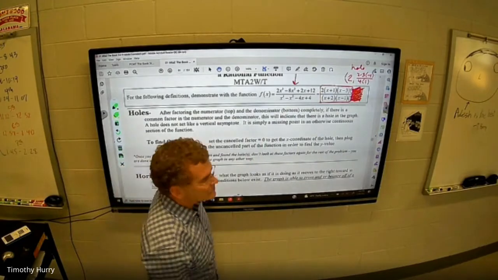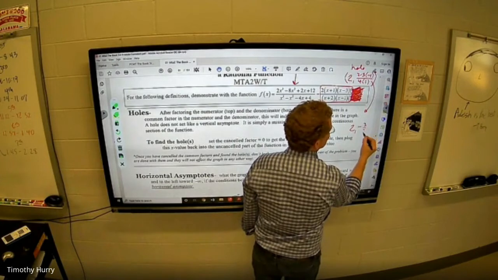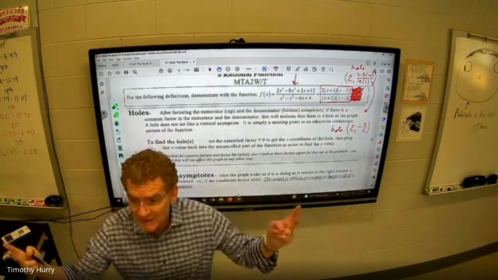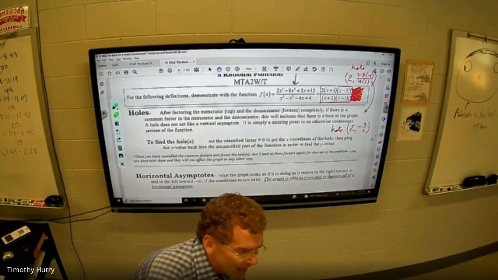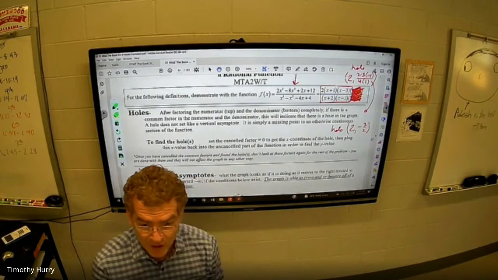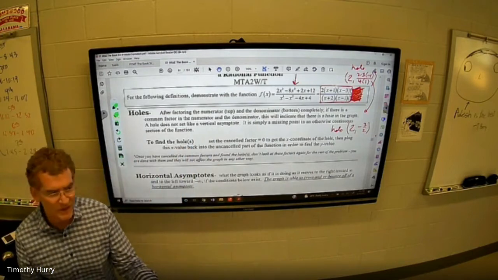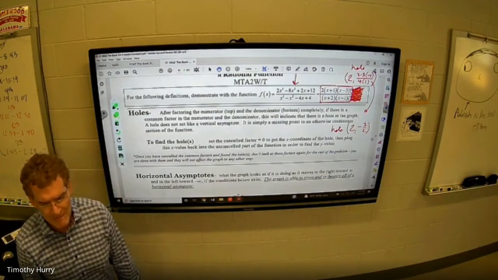Negative 3 halves. So my hole ends up being 2 comma negative 3 halves. Now, why is a hole helpful? Well, it is kind of a point. I can go to my graph and go over to positive 2, down to 1.5, and I just put a hole there. My graph has to go through that hole. So you're actually finding a point on the curve, but it's a point that doesn't exist. Are you with me on that?